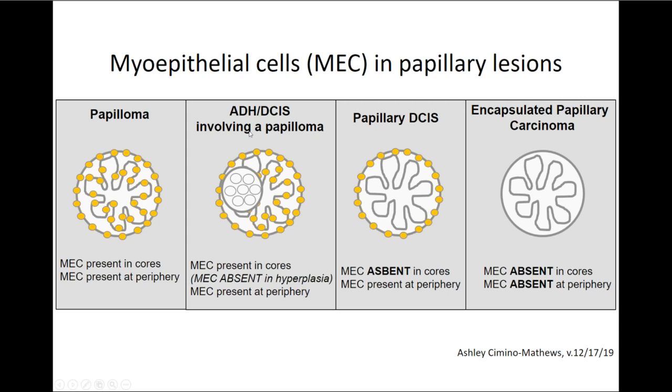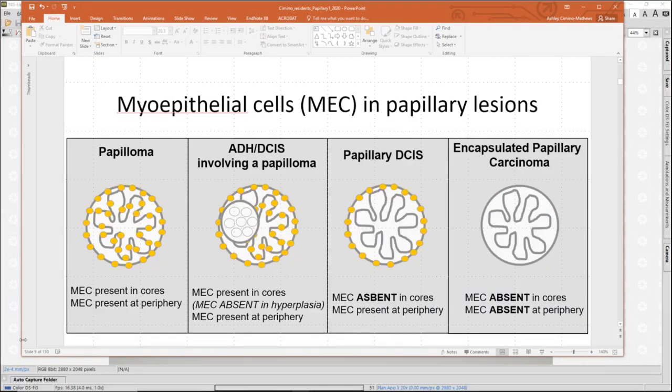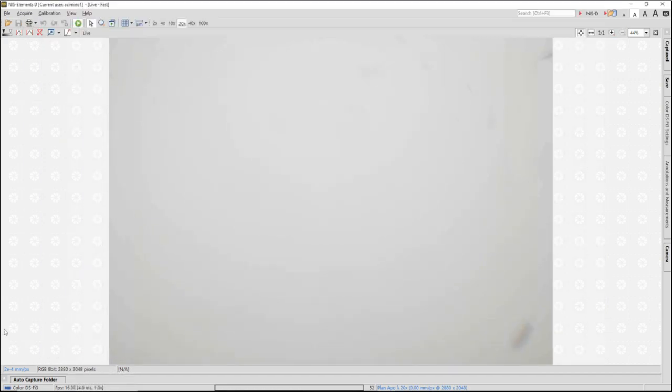So ADH involving an underlying papilloma, ALH involving an underlying papilloma, and then move into encapsulated papillary carcinoma, and we'll look at some papillary DCIS. So in these lesions, we will start to see an absence of the myoepithelial cells within the actual fibrovascular cores. Okay, so let's go back to my camera.